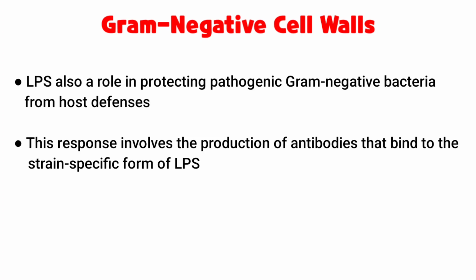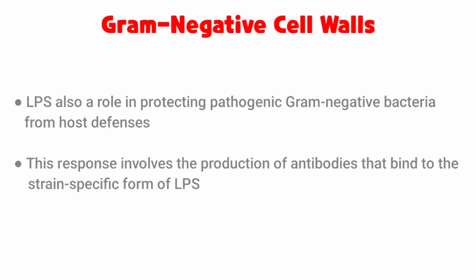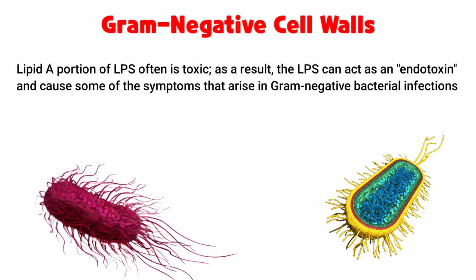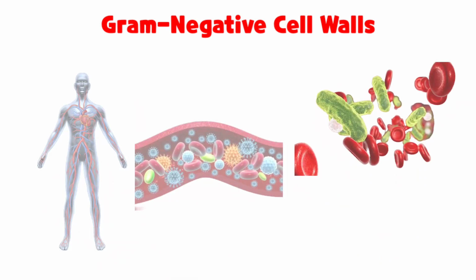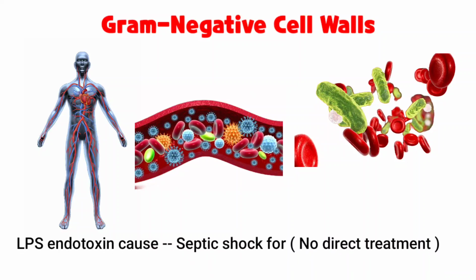The O side chain of lipopolysaccharide is also called the O antigen because it elicits an immune response. This response involves the production of antibodies that bind the strain-specific forms of lipopolysaccharide that elicited the response. Importantly, the lipid A portion of lipopolysaccharide often is toxic. As a result, the lipopolysaccharide can act as an endotoxin and cause some of the symptoms that arise in gram-negative bacterial infections. If the bacterium enters the bloodstream, lipopolysaccharide endotoxin can cause a form of septic shock for which there is no direct treatment.